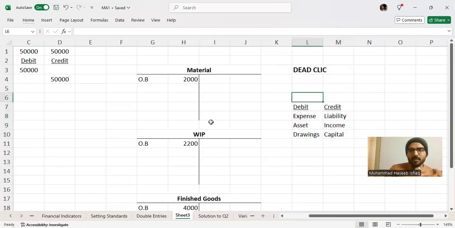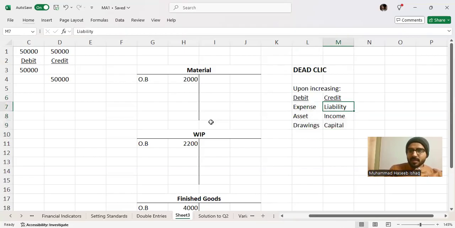You have to remember that upon increasing, if an expense item is increasing, then you have to debit it. If in a transaction an asset item is increasing, you have to debit the asset account. And if drawings are increasing, then you have to debit the drawings account. Similarly, if a liability is increasing in a transaction, then you have to credit the liability. If income is increasing, you have to credit the income account. And if capital is increasing, you have to credit the capital account. So upon increasing, you have to remember this rule.